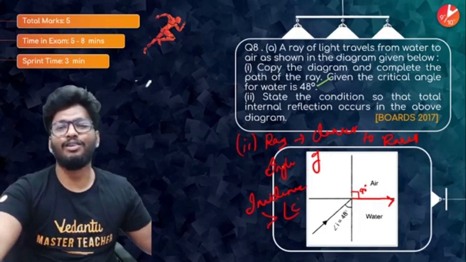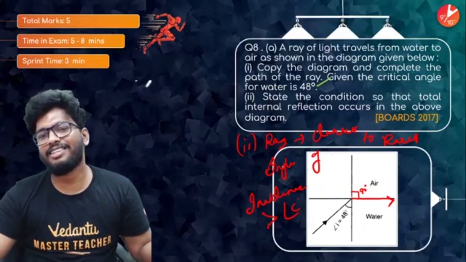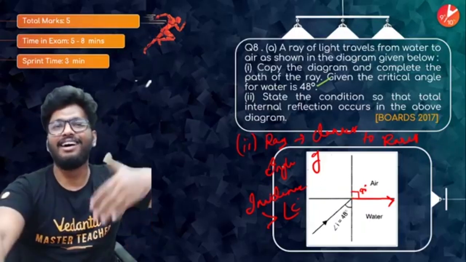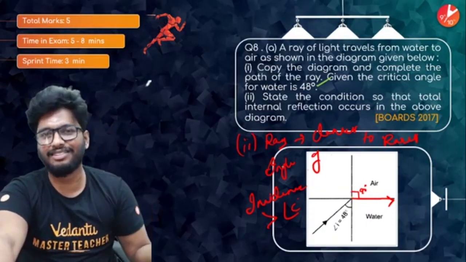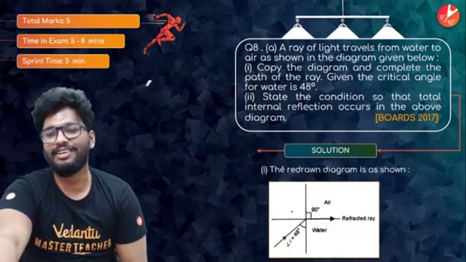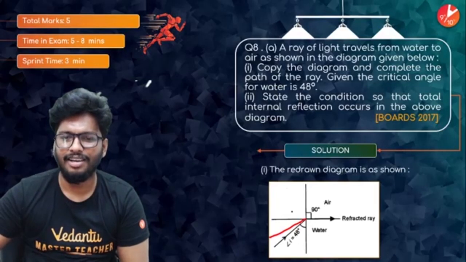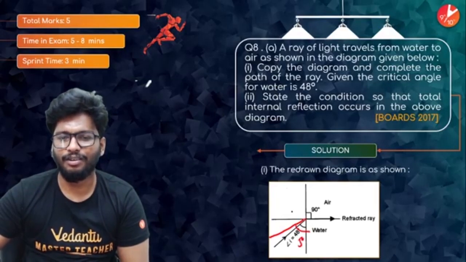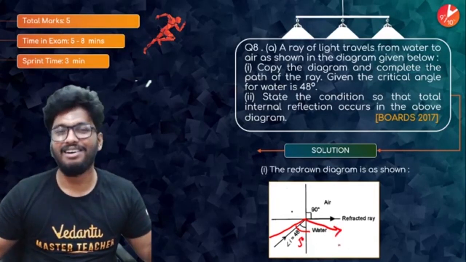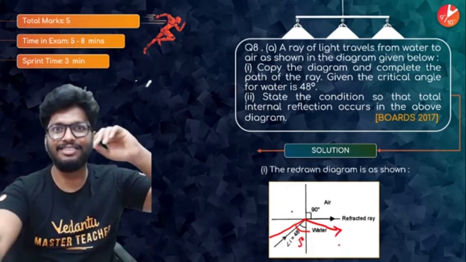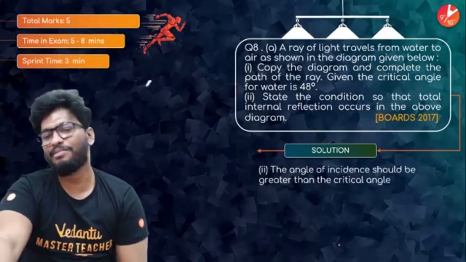So that is it, people. So if you increase the angle of incidence in this case, you will be able to see total internal reflection. So if you increase the angle by, let's say, instead of 48 degrees, if you make it 50 degrees or something, then yes, you'll be able to see total internal reflection, right? So if you want to draw that also, you can draw like this. Imagine that this is 50 degrees now. So you'll be able to see total internal reflection. That's all. Voila. 5-mark question, guys. 2017 board exam. The answer is the angle of incidence should be greater than the critical angle.